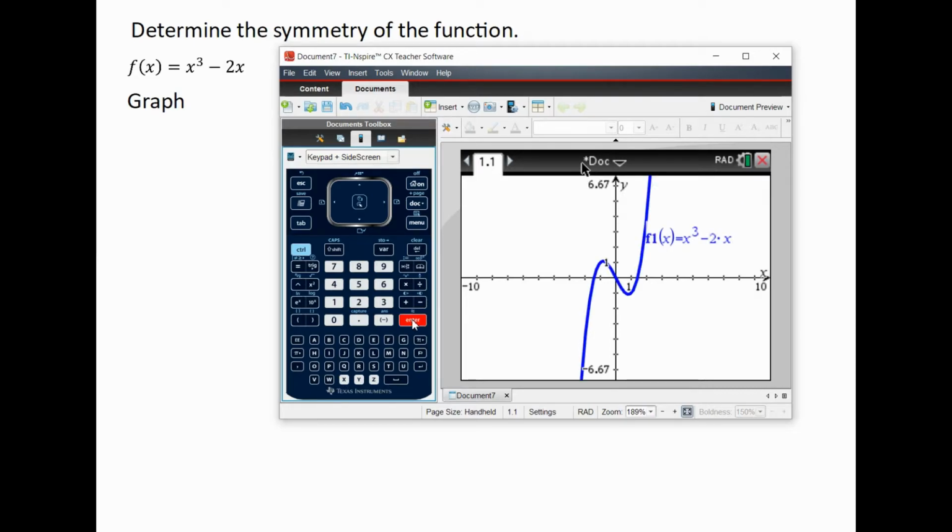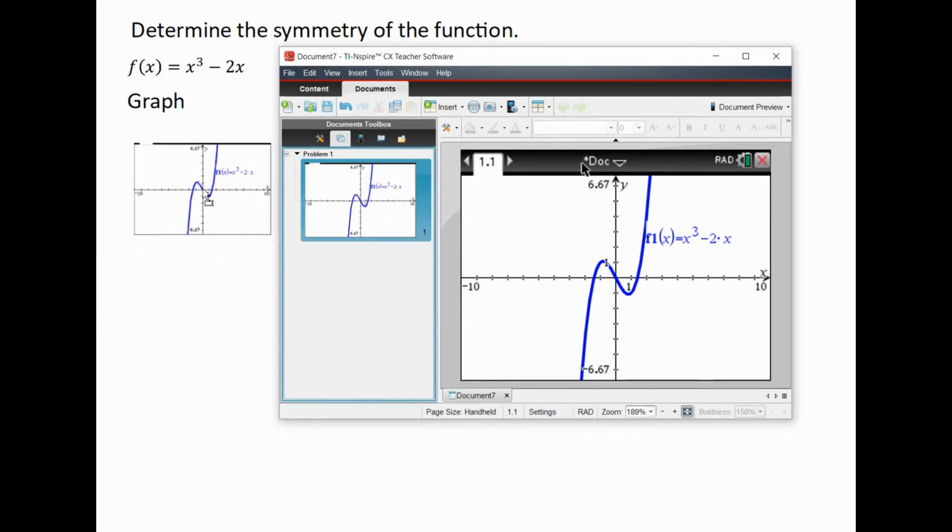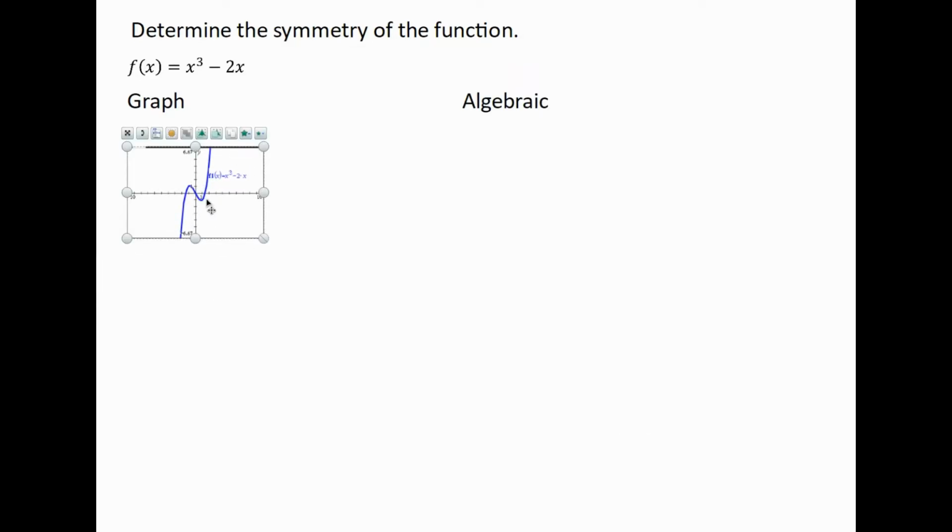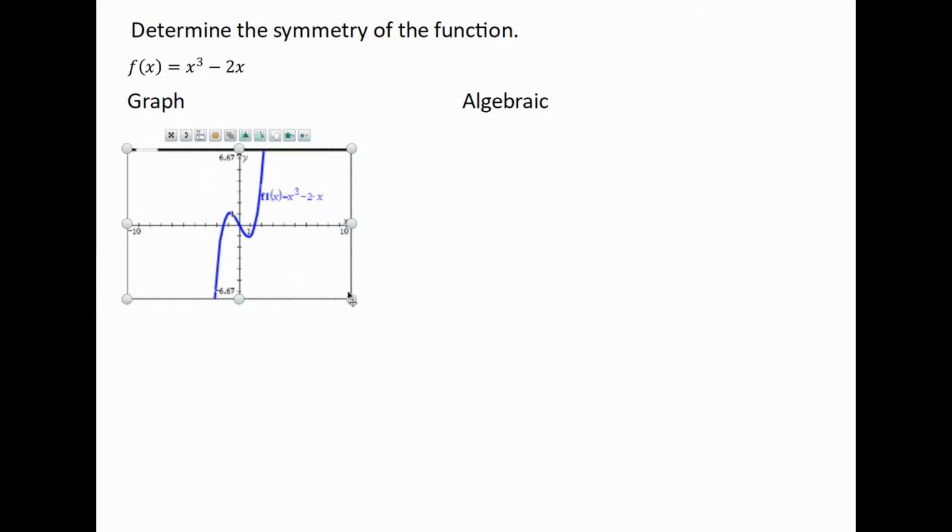So we're going to take a look at this graph, and we're going to say, okay, from my graph, I can say, all right, maybe this is odd. So we're going to say, it looks odd. It looks like around this origin, I can take this part of the graph and just rotate it around, and it'll look the exact same.